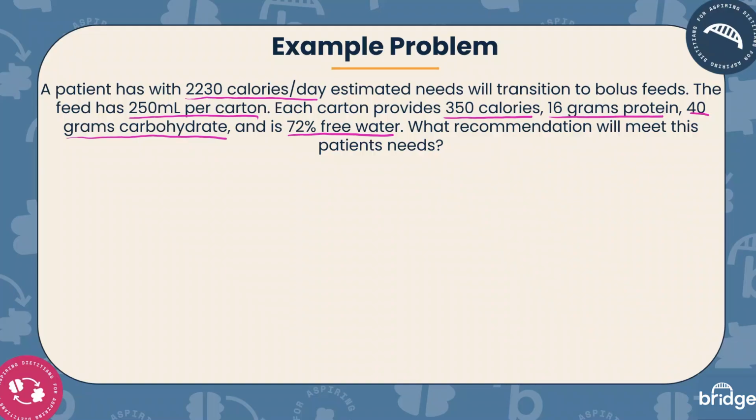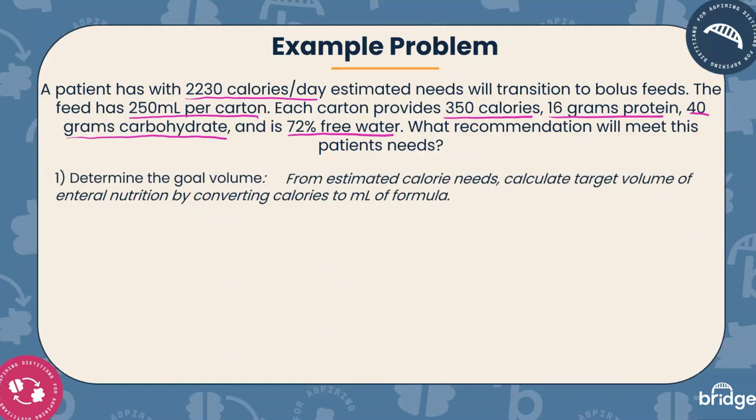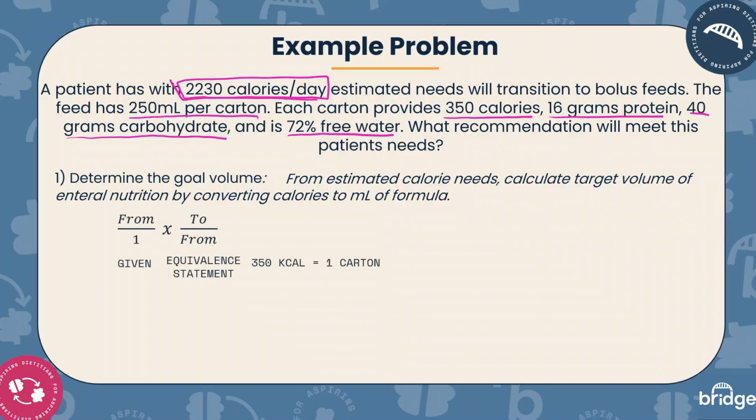But the calculations are the exact same that you've been practicing. So the first thing that we always need to do is to determine our goal volume by looking at the estimated calorie needs, convert from calorie needs to either the target volume, or for bolus, how many cartons the patient is going to be receiving. So their estimated needs, 2,230 calories per day. And so what we need to do is to convert from calories into cartons. And we know how many calories are in a carton. Each one carton provides 350 calories.